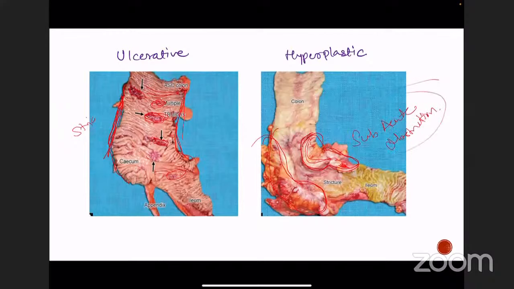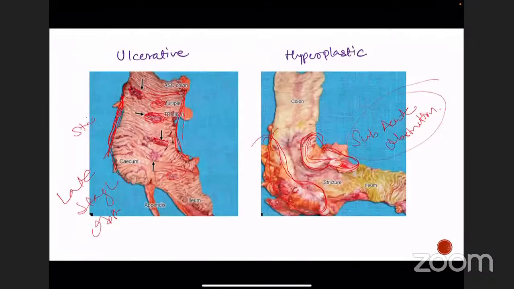And this patient will have a late stage obstruction, when the ulcer will heal and get into fibrosis. At that time, he'll have an obstruction. But till then, he'll have diarrhea, blood in stool, loss of appetite, loss of weight, an anemia-like picture, right? This is the difference between these two. I hope you all are getting what I'm saying.